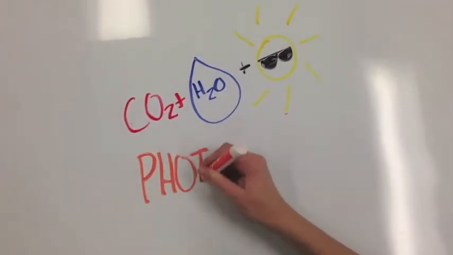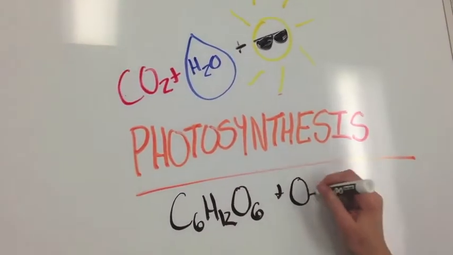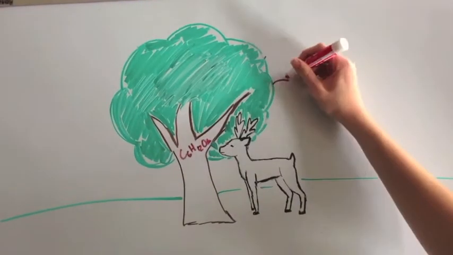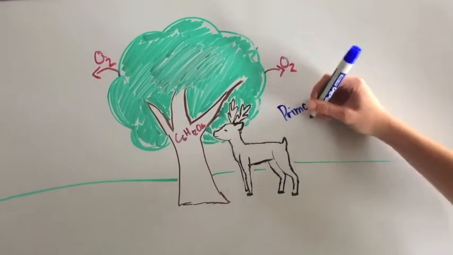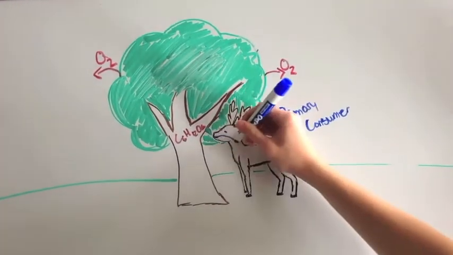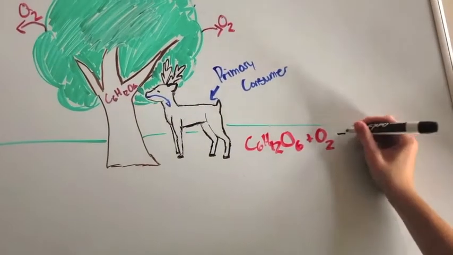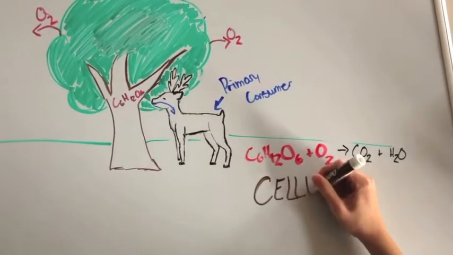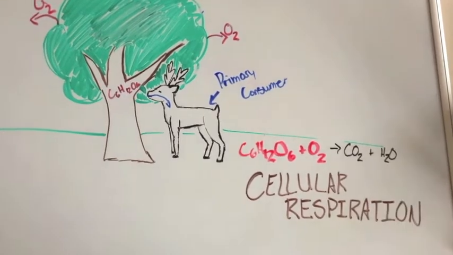The chloroplasts, which are found in the cells of the tree leaves, then use these three components to produce carbohydrates and oxygen. This glucose that is produced remains stored in the tree while the oxygen is released back into the atmosphere. Primary consumers then eat the plant and the glucose stored inside. As well, they intake the oxygen released from the plants. The cells in these animals then chemically combine the carbohydrates and oxygen to produce and release carbon dioxide, water, and energy. This process is known as cellular respiration.